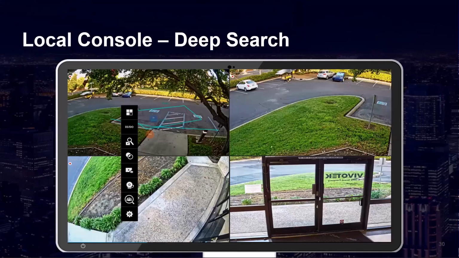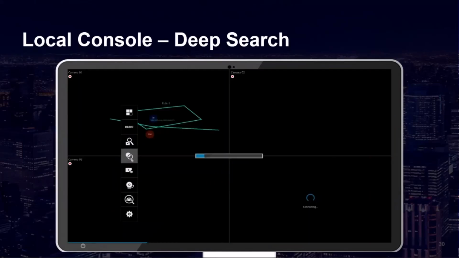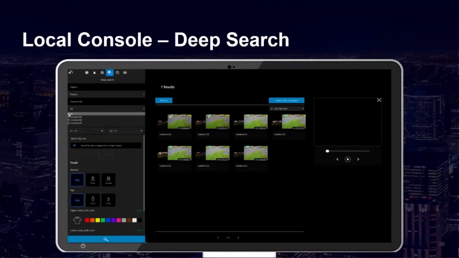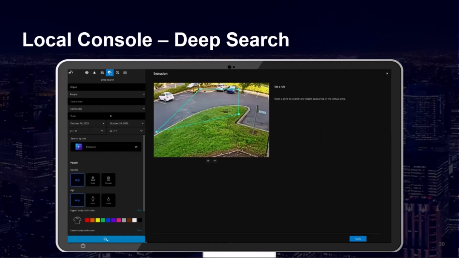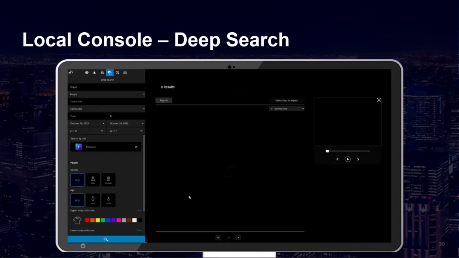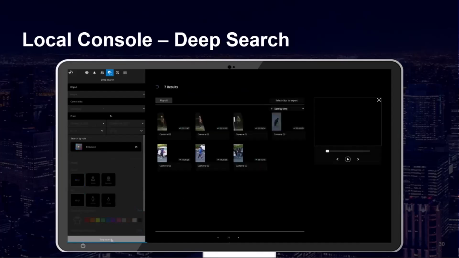Now, in order to easily perform our deep searches from the NVRs, you will need to use the local console. And in the menu, we're going to click on the deep search icon. So in this demo, we're just going to perform a scene search and then an attribute search. So let's select one camera. We'll add a rule. For this one, we're going to go with intrusion detection. We're going to go ahead and draw our box, configure the area, then we'll select the date and time, and then we'll go ahead and run the search.